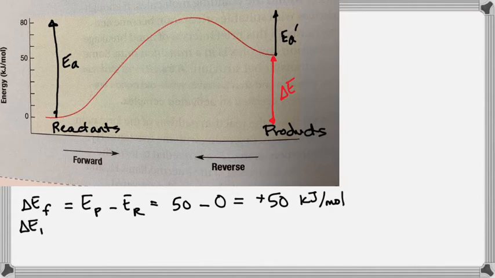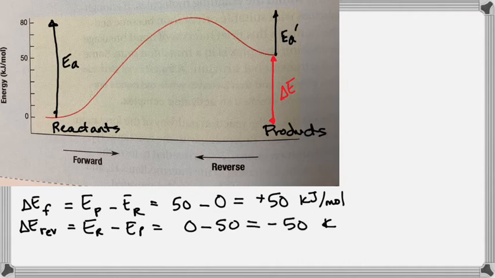Now, change in energy for the reverse reaction. For the reverse reaction, you're just going to flip it. It is your energy of your reactants minus the energy of your products. So that is now 0 minus 50, and that is a negative 50 kilojoules per mole.